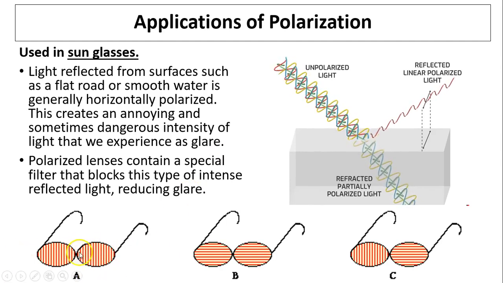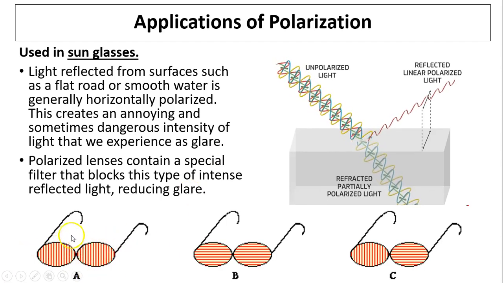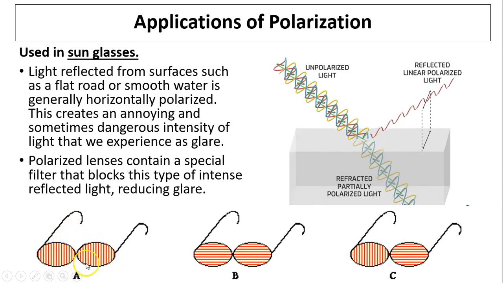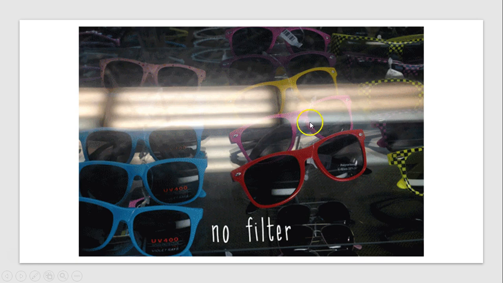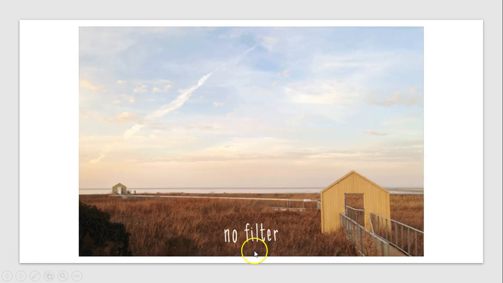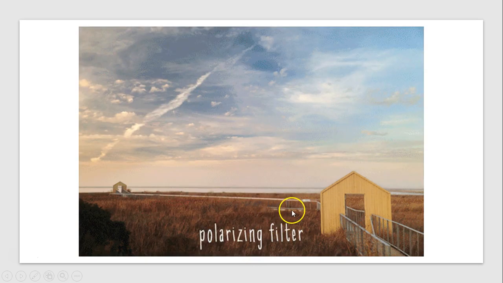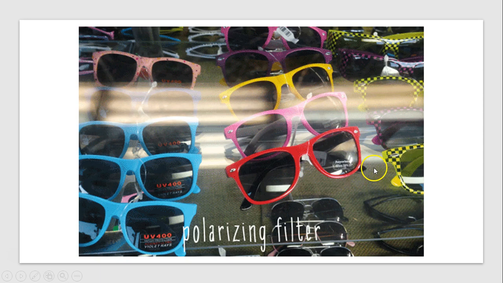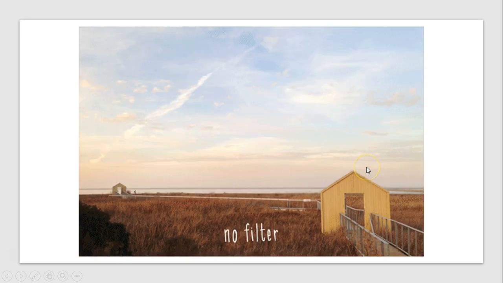So we have polarized glasses like this to block the horizontal light. Here is the image with no filter, with filter, no filter, and with filter. As you can see the difference, no filter, and here's the filter to prevent glare.